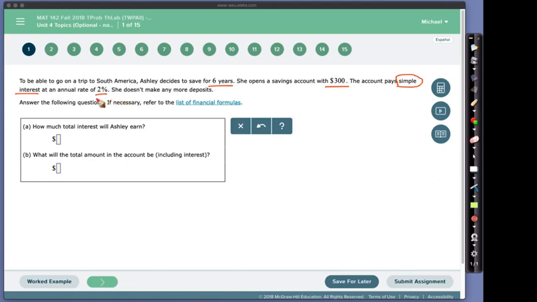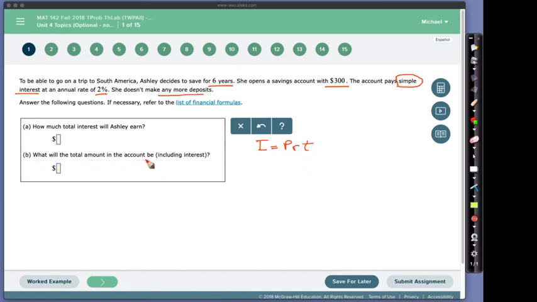At a rate of 2%. She doesn't make any more deposits. That's important. Just one deposit. So how much total interest will Ashley earn? Well, for that one we use the formula that interest equals the principal times the rate times time.